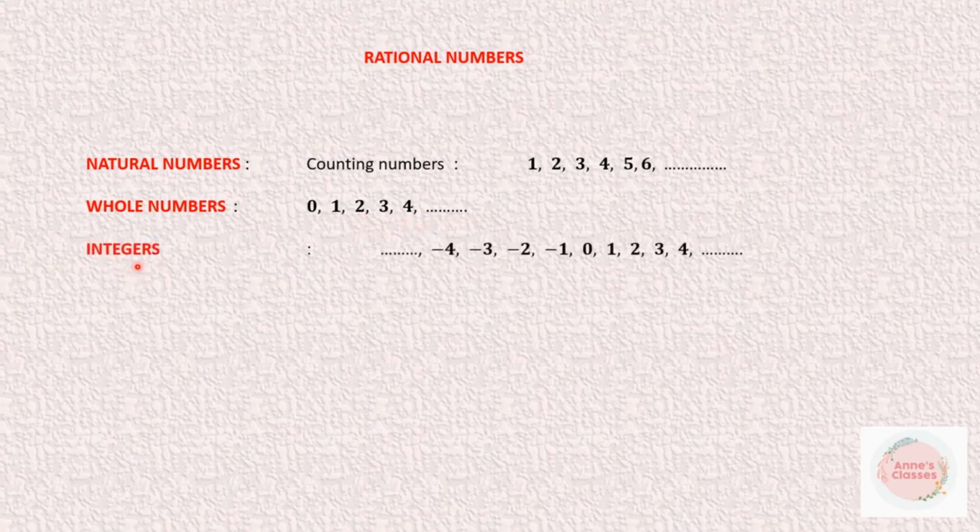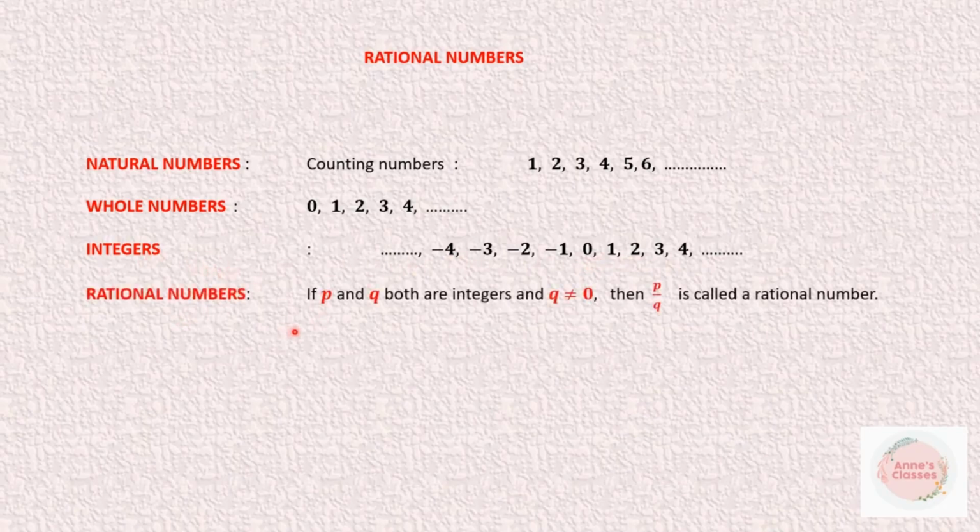Then we have the integers. What are integers? Integers are negative of natural numbers, 0 and natural numbers. So we have negative numbers, we have positive numbers and we have 0. These are called integers. Now what are rational numbers?